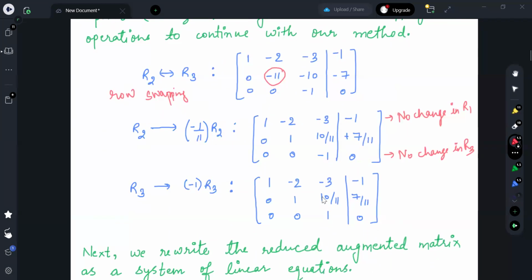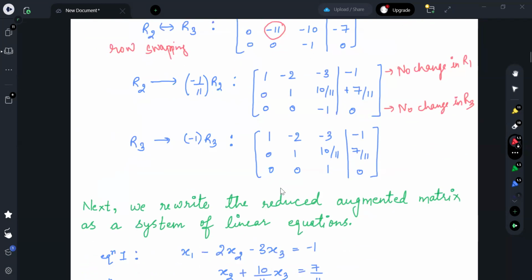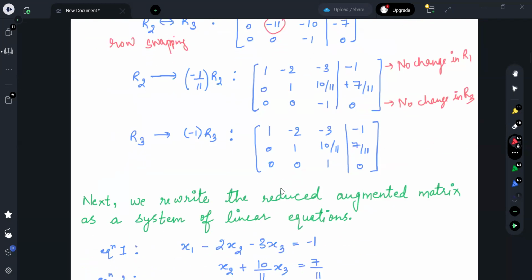Now I'm done here. I have a 1 here, zeros below it. I have a 1 here, 0 below it. I have a -1 at the last entry. I need to make it a +1, which is very straightforward. Multiply the whole row by -1, and nothing will change above. Now this is the reduced augmented matrix using Gaussian elimination.